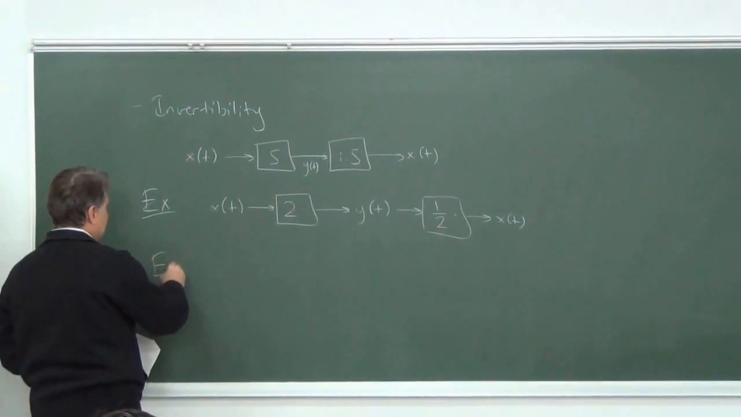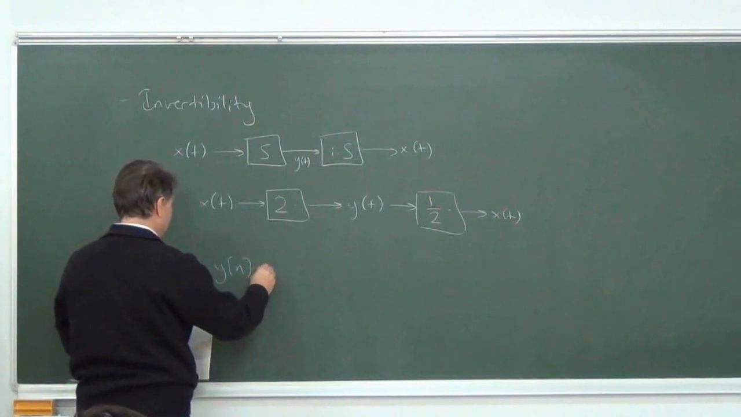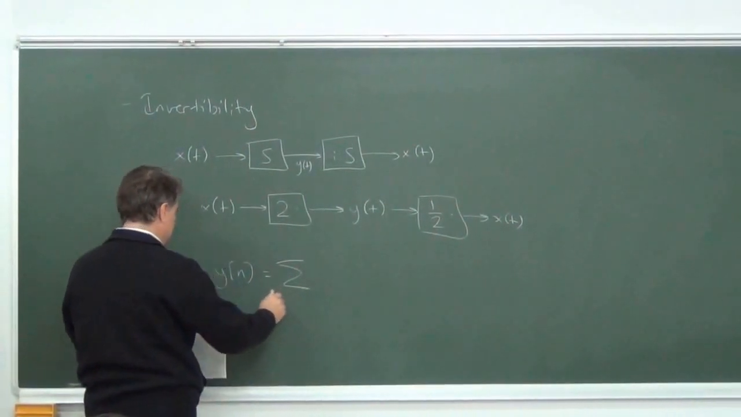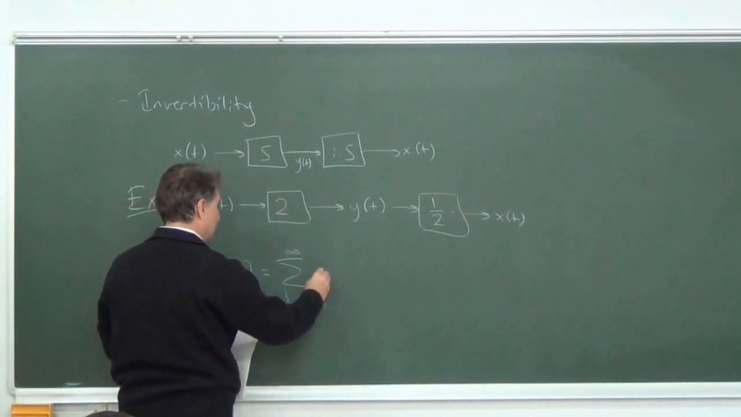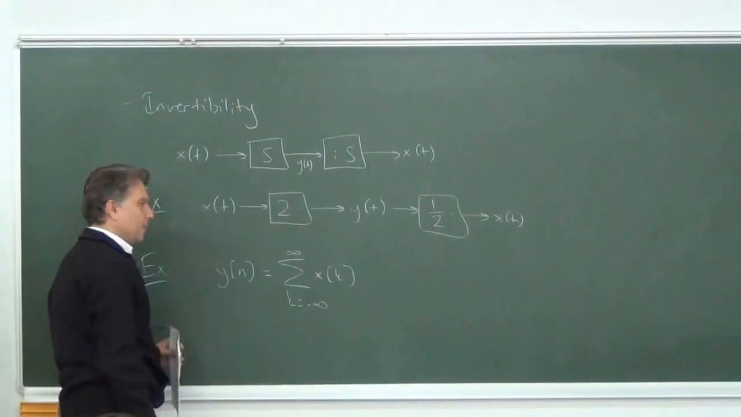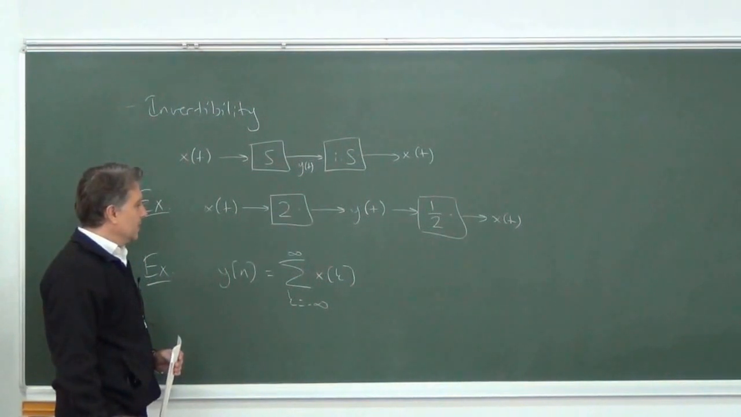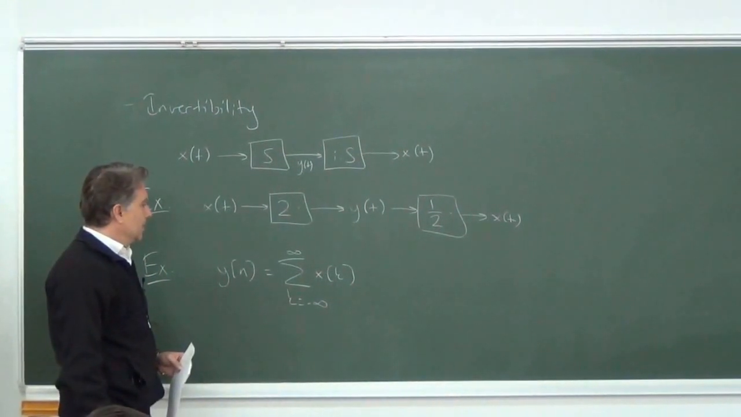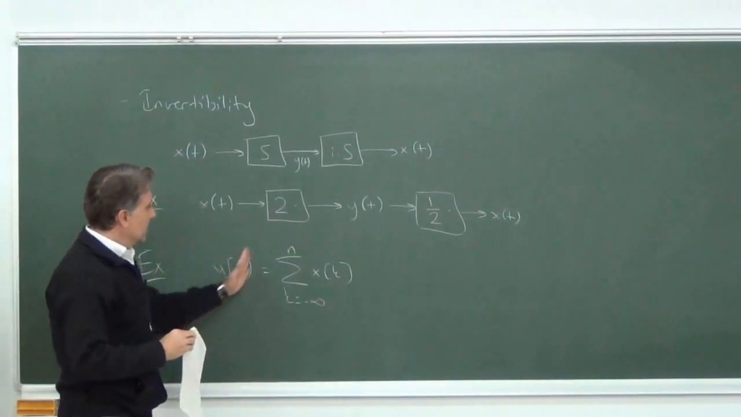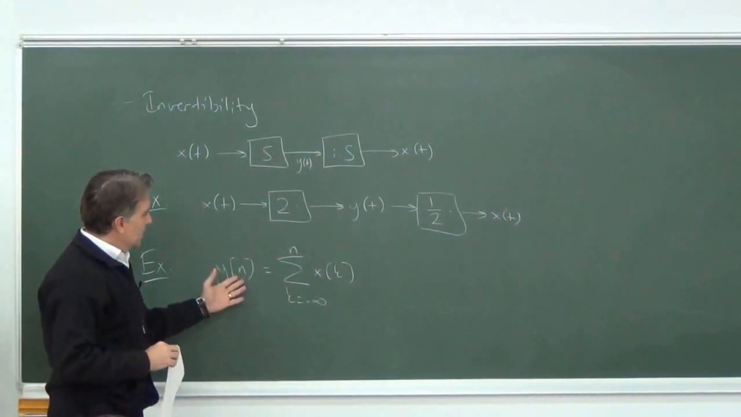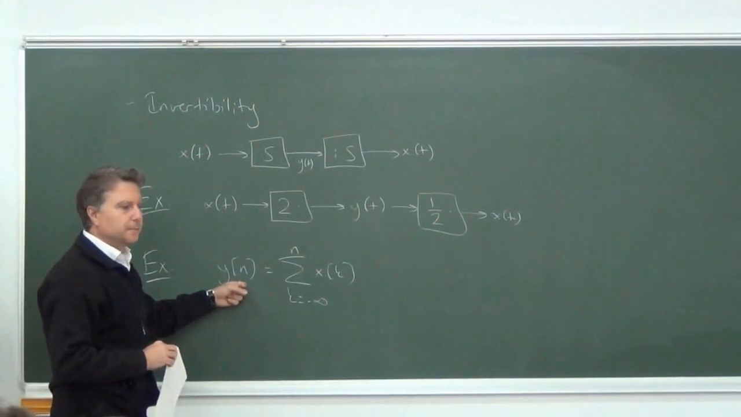How about this example then? The system I am expressing as an input-output difference equation is the accumulator again. This is an accumulator and it accumulates all the past inputs up to, this is not infinity, okay, it's n, up to the current index n, and that accumulation provides us with the output y of n.